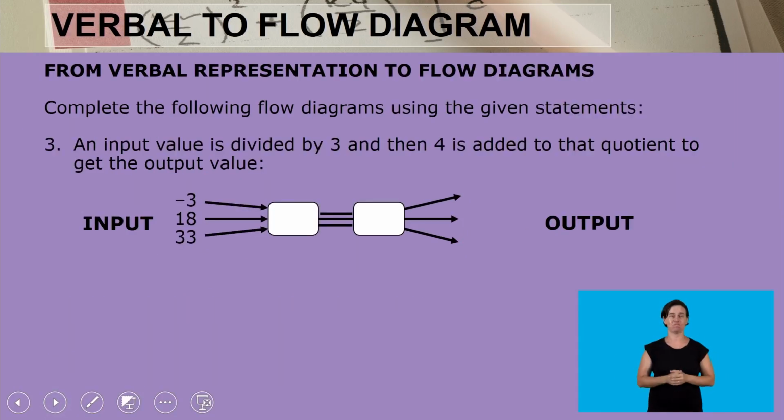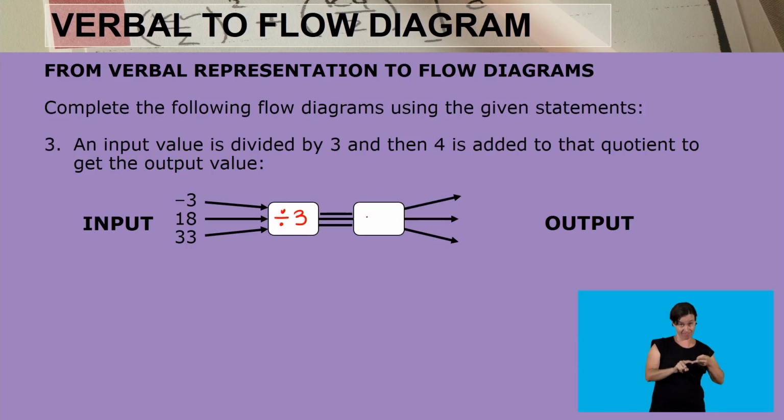The next one also has a verbal statement that we need to represent in our flow diagram. It says an input value is divided by 3, and then 4 is added to that quotient to get the output value. So there are two parts to our verbal representation there. We know that we must divide by 3 first, and then after that we are going to add 4. So let's get to those input values that are going to give us our output values.